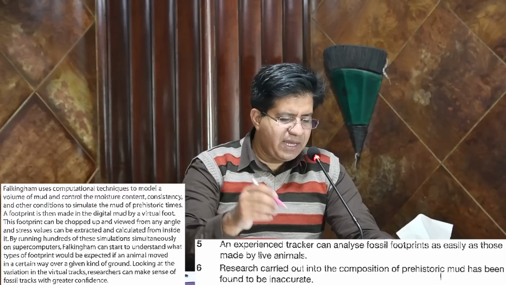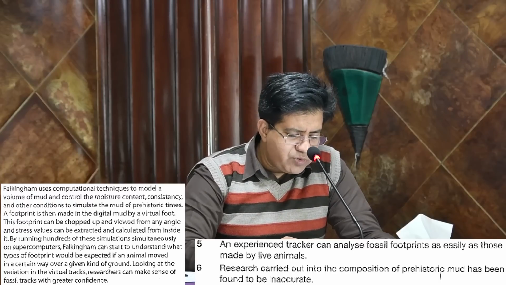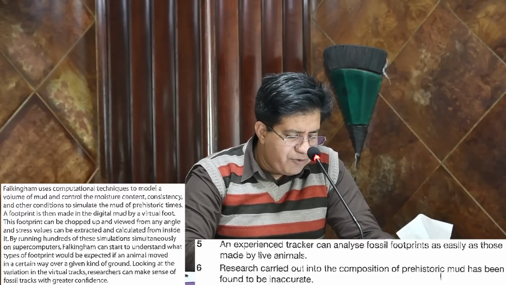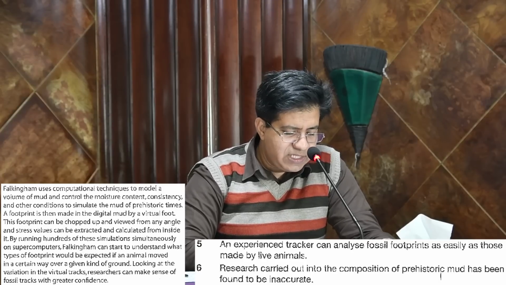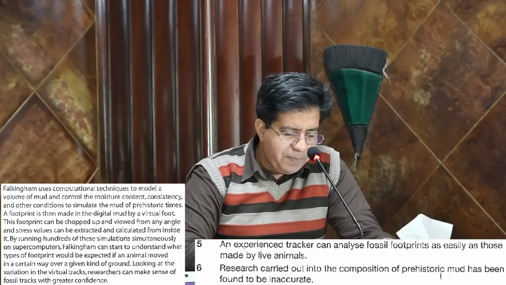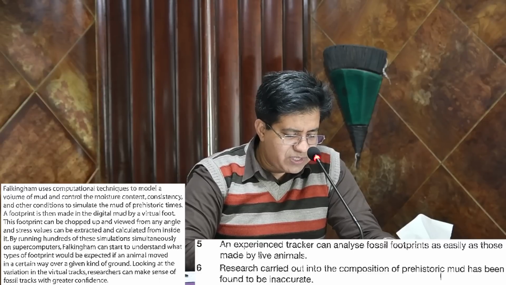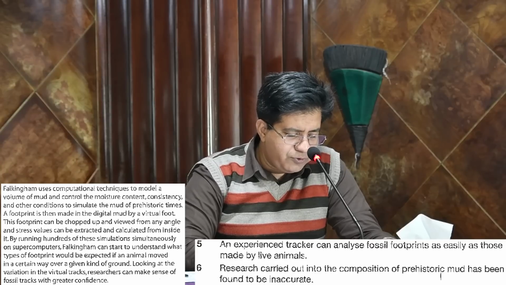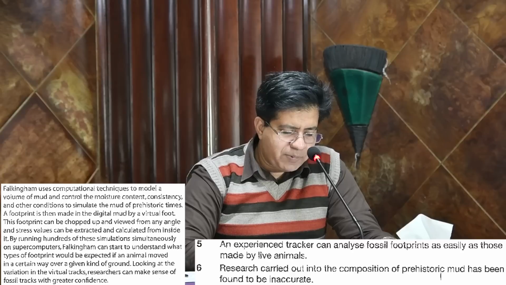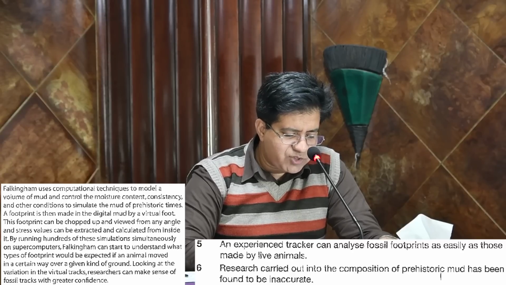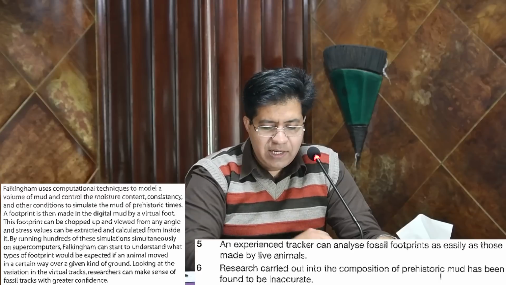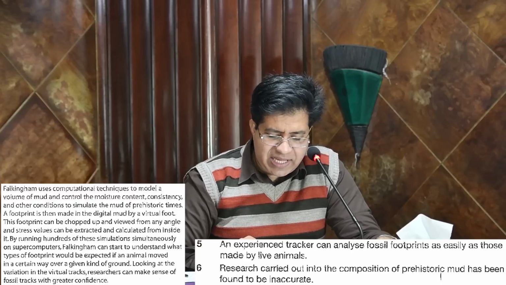Let's read it from the beginning. Falkingham uses computational technique to model a volume of mud and control the moisture content, consistency and other conditions to simulate the mud of prehistoric times. A footprint is then made on the digital mud by a virtual foot. This footprint can be chopped up and viewed from an angle, and stress values can be extracted and calculated, blah, blah, blah. Now, have they mentioned anything about research carried out?